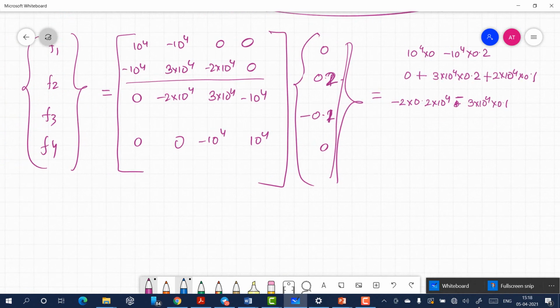And then F4 will be this into that. So 0, 0, these two are gone. Then only one term, so that will be minus minus plus 10 to the power 4 into 0.1. Okay. So these are the straightforward answers for F1, F2, F3, F4.